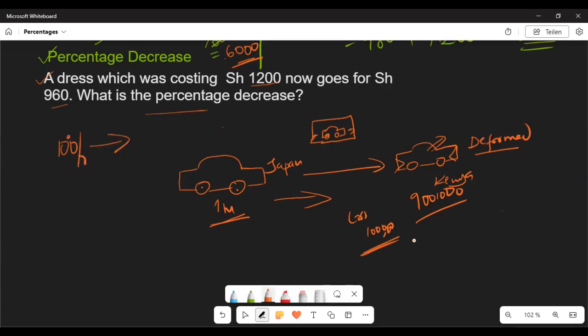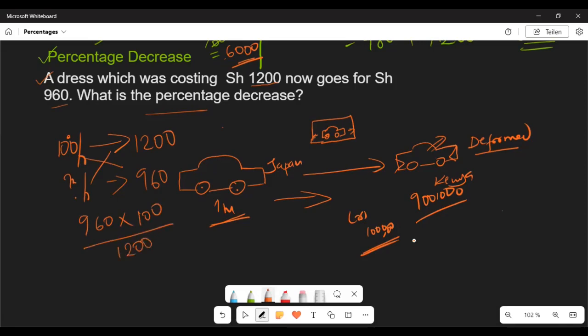We have 1,200. And now at this rate, we sell it at 960. So you're asking yourself, what is then the percentage decrease? In this case, you're just going to cross multiply and say we have 960 times 100 divided by 1,200.